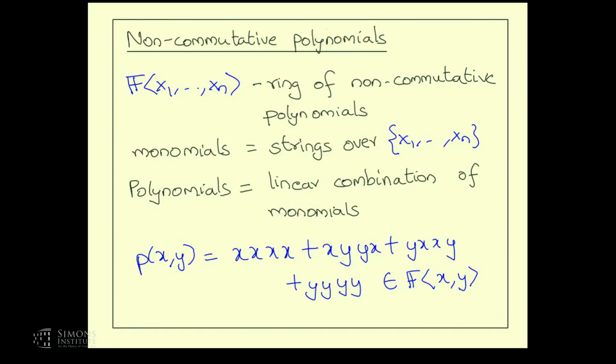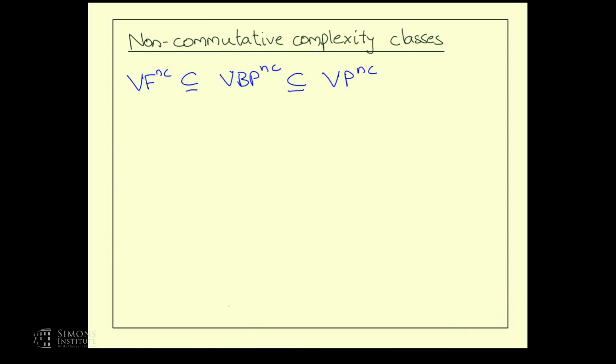But if you have a 2 variable non-commutative polynomial of degree d, then you can have 2 to the d many monomials. So sometimes in the non-commutative setting, even looking at polynomials with just 2 variables makes a lot of sense. Slightly different from the commutative setting. All right, so that's a nice example. So what do we know about the non-commutative setting?